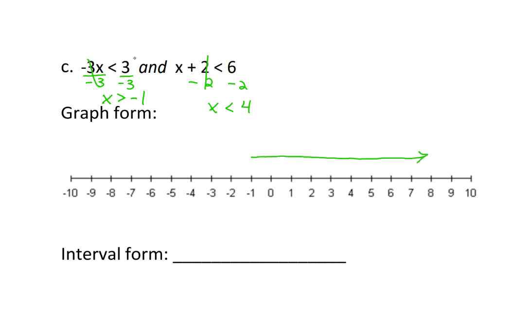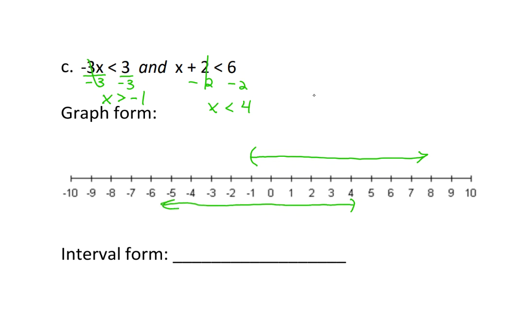Or again, I can just look at the fact that my variable is first, so this looks like an arrow pointing to the right. It's all the numbers to the right. This is just greater than, not greater than or equal to, so it would be a parenthesis on that number. And then x is less than 4. So again, it's just less than, not less than or equal to, so it's a parenthesis, and it's all the numbers to the left, all the numbers less than, or I can follow that arrow going to the left.